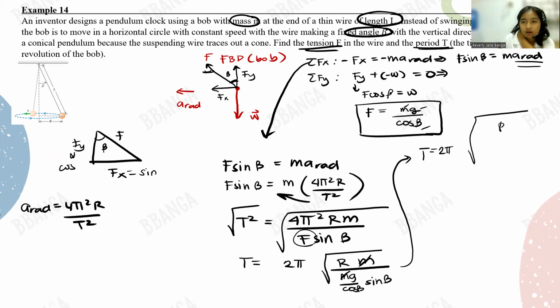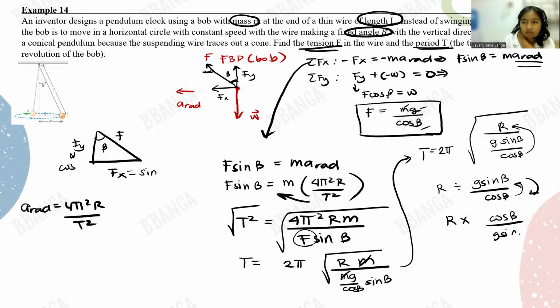So, you have R over G, wag ko naman na i-tangent, sine beta over cosine beta. Okay, and then pwede natin itong iakyat sa taas, di ba? Kasi parang ang structure niya ay R divided by G sine beta over cos beta. So, parang magkakaroon ka ng R times cos beta over G sine beta. So, pwede ko sulat to na R cos beta over G sine beta.